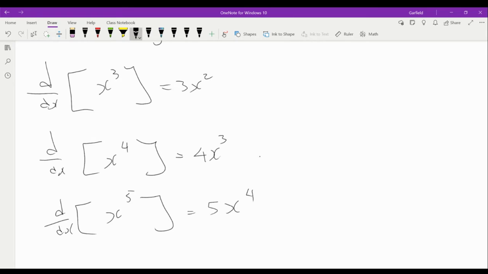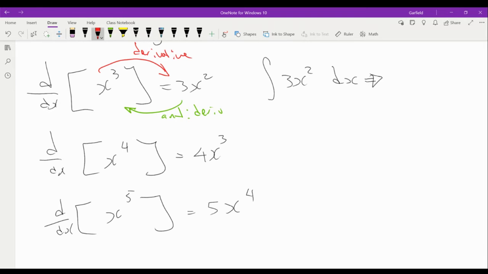Now it's time to reason then that if we take the integral of 3x squared dx, what are we going to get? X to the third. I agree, because we're going backwards, right? When we take the derivative, we went this way. When we take the antiderivative, we're going back that way, right? So this is antiderivative, and this other way is a derivative. So it should be x to the third.